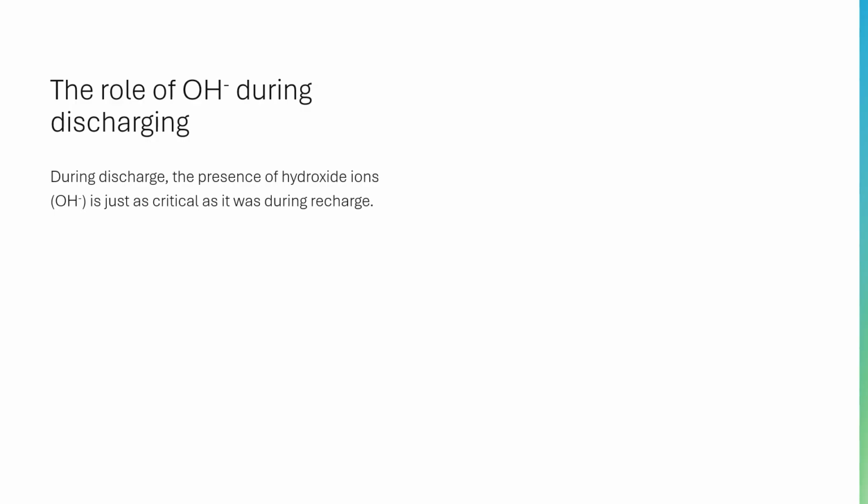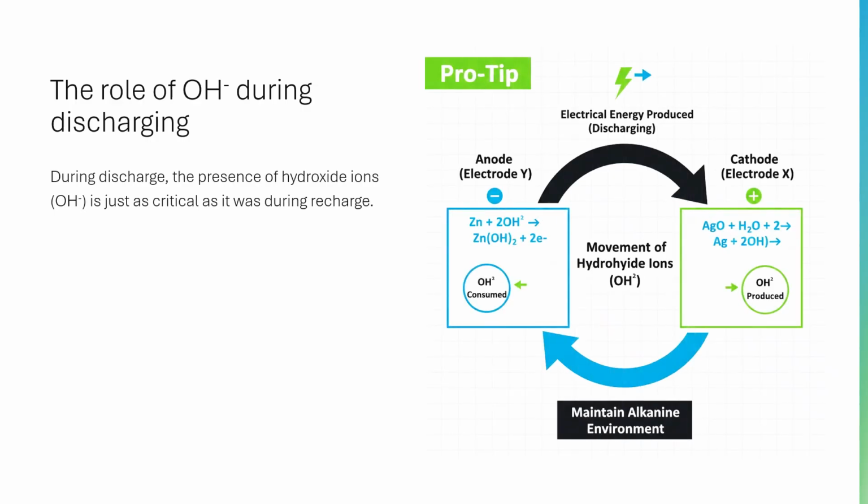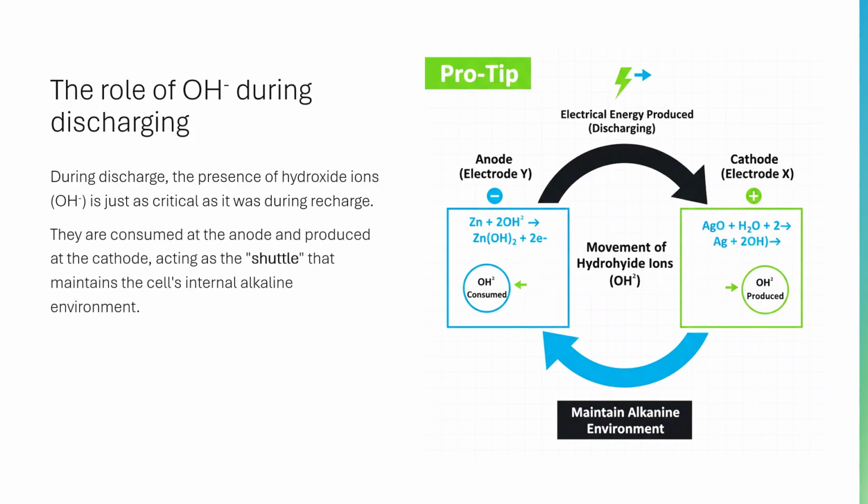During discharge, the presence of hydroxide ions is just as critical as it was during recharge. They are consumed at the anode and produced at the cathode, acting as the shuttle that maintains the cell's internal alkaline environment.